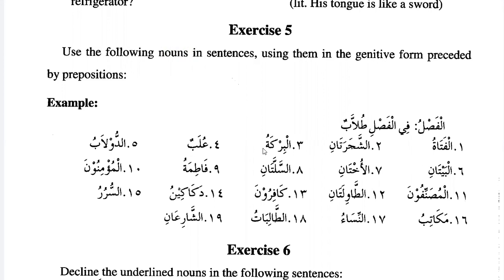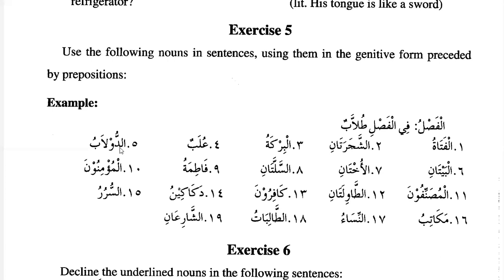What's birka? Birka means pond, water pond, water tank. As-samaku fil birkati. Okay, as-samakatu fil birkati. Sir, ulab means can, tin, like you have a Pepsi can, Coca-Cola can. Cold drink can. Ulab means can. Al-sharabu fil ulab. Okay, al-halibu fil ulab. Al-milhu fil ulab, okay?